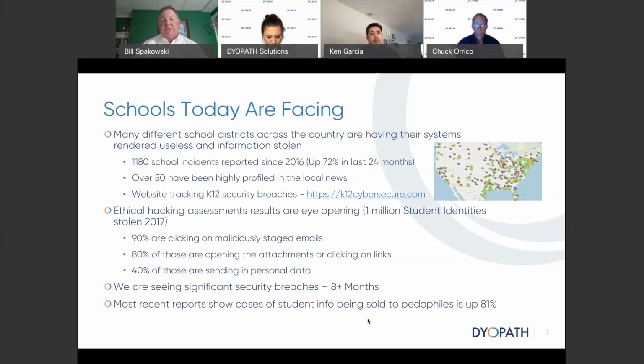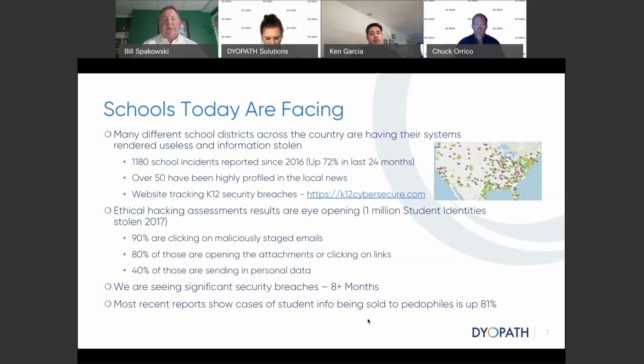There's also a website that we put out here, and again, we will be sending this out to you, where you can see the breaches. If you look at that little map and you see all the dots all across the country of districts that have reported incidents, not all have. So I'm sure this number is much larger than what we actually know at this point in time.